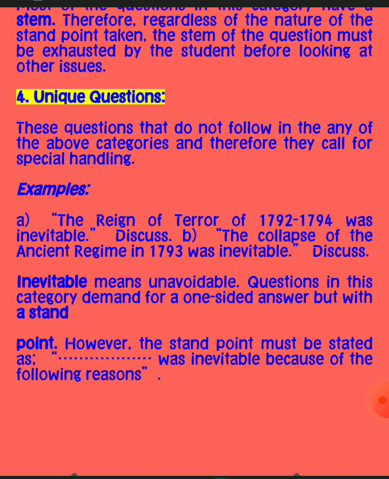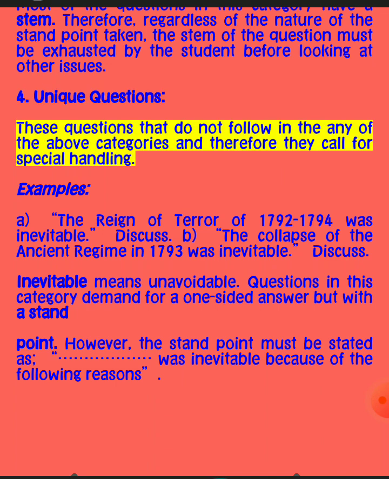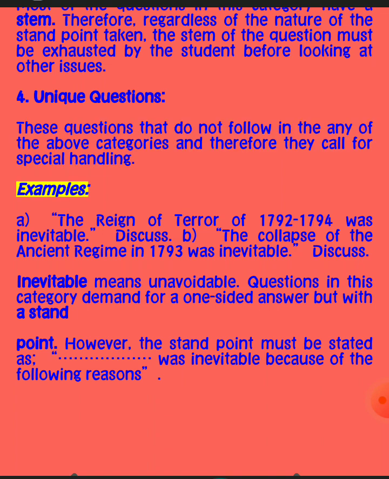4. Unique questions. These are questions that do not fall into any of the above categories, and therefore they call for special handling. Examples: A. The Reign of Terror of 1792–1794 was inevitable. Discuss. B. The collapse of the ancien régime in 1793 was inevitable.